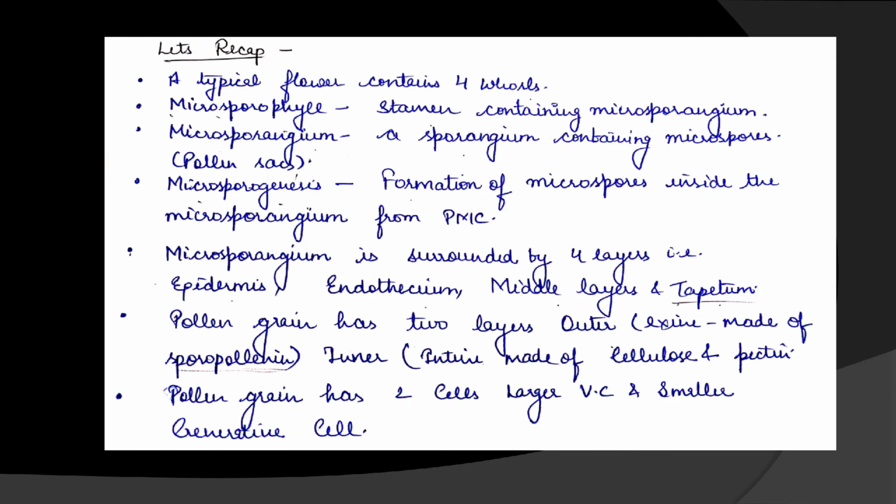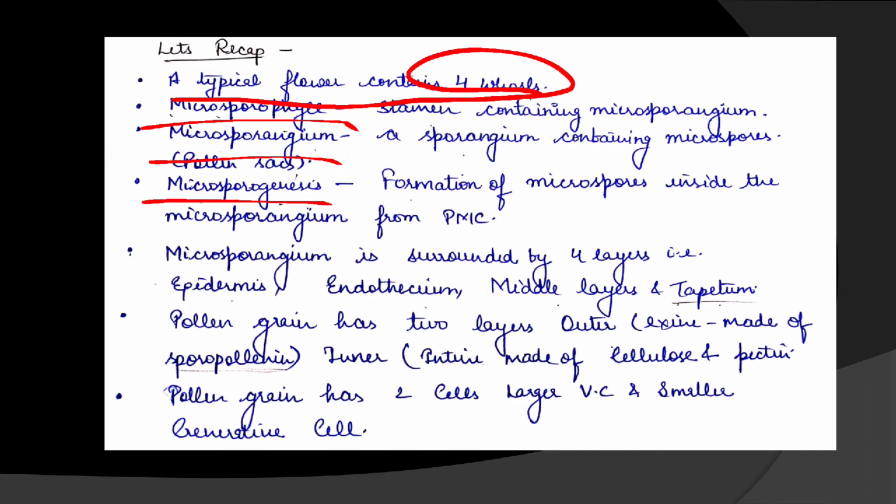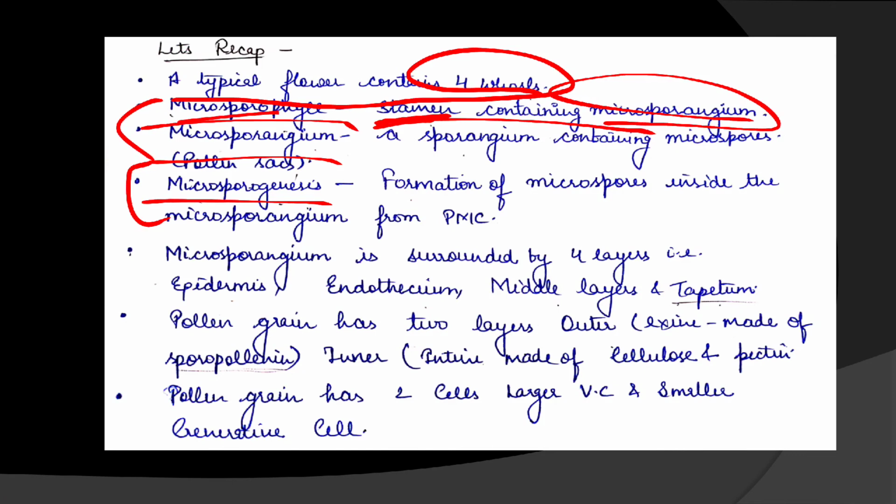So this is it till now. Let's see what we have learned till now. In the first part, we have seen the four whorls of the flower: calyx, corolla, androecium and gynoecium. Now about the 3M: microsporophyll, microsporangium and microsporogenesis. You have to learn these 3M and please don't be confused. Microsporophyll means stamen. It is nothing but a stamen which contains microsporangium. Learn that stamen is known as microsporophyll.